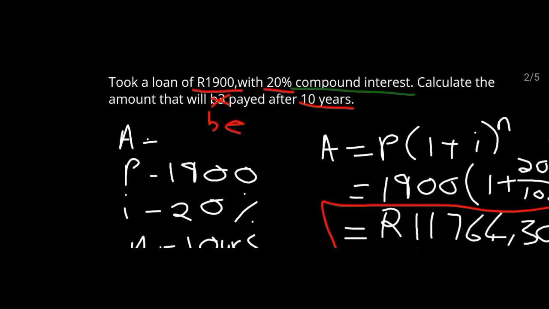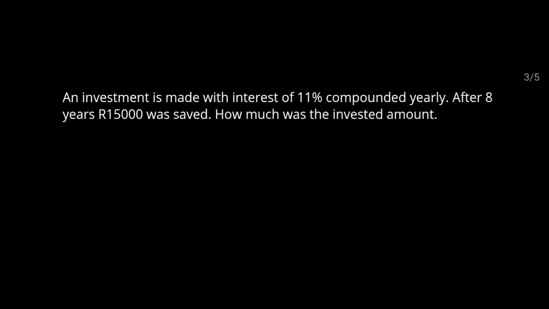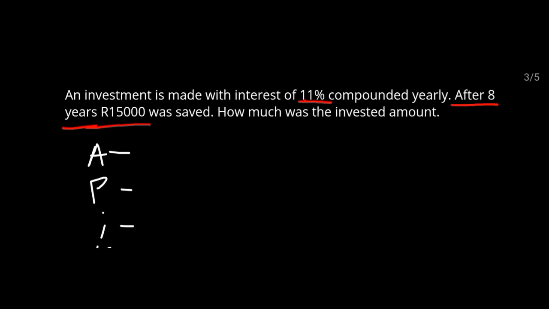Okay? Let's look at another activity. Now this one says that an investment is made with interest of 11% compounded yearly. After 8 years, 15,000 was saved. How much was the interest? Oh, sorry, how much was the invested amount? So what does this tell us? Let me mark down my data.